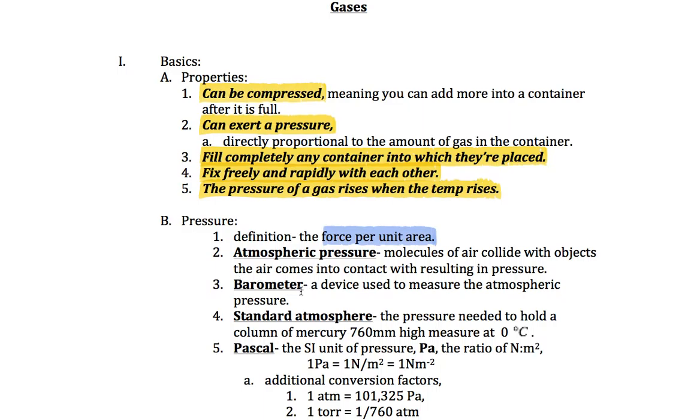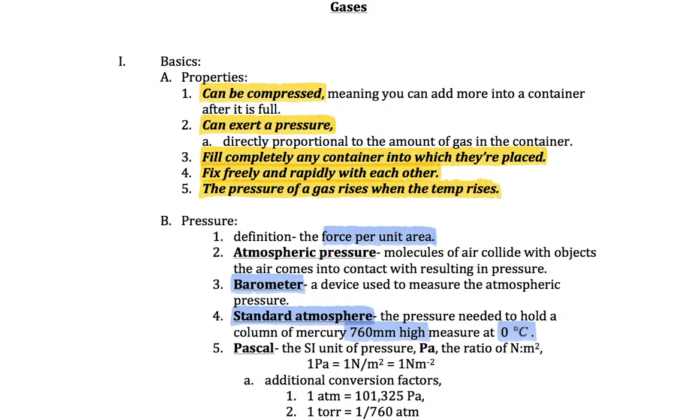And a barometer is something we measure this pressure with. Standard atmosphere is going to be the pressure needed to hold a column of mercury that's 766 millimeters high at 0 degrees Celsius.